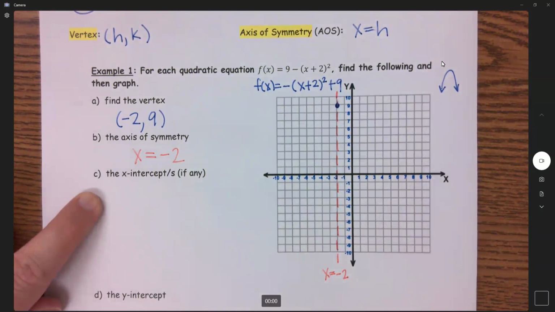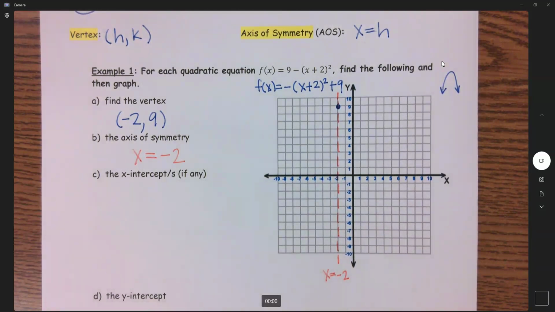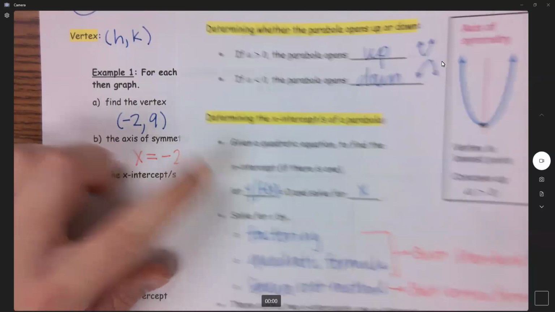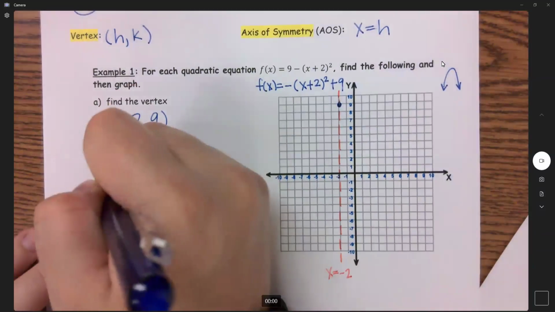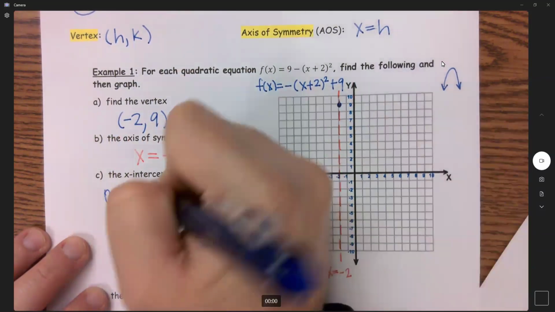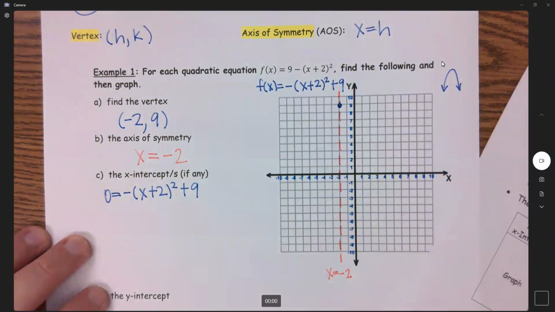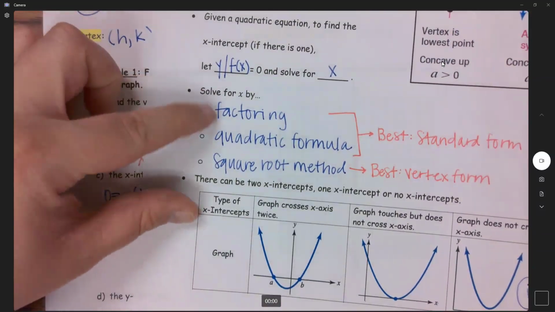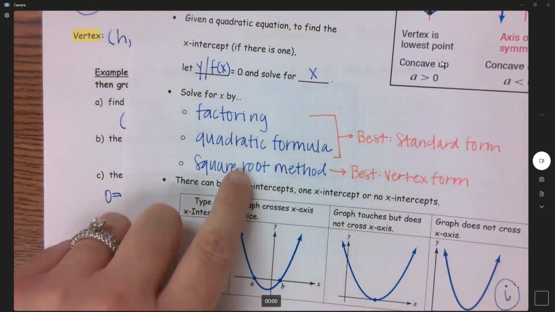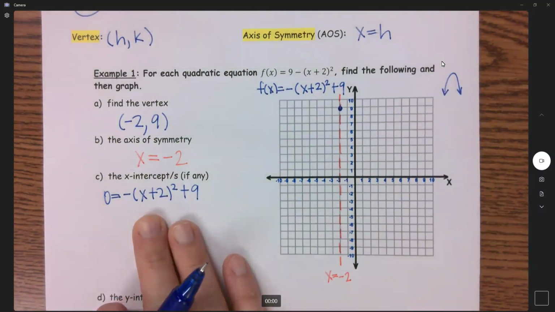So now we need to find the x-intercepts. From that first page, it says to find the x-intercepts, we're going to let y or f of x equal 0 and then solve for x. We have 3 ways to solve for x: factoring, quadratic formula, and square root property. When I am in vertex form, the square root method is going to be the best way. We did this in lesson 4.